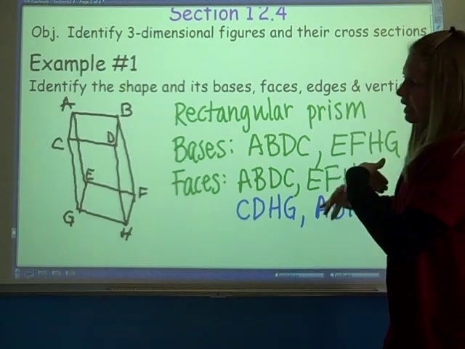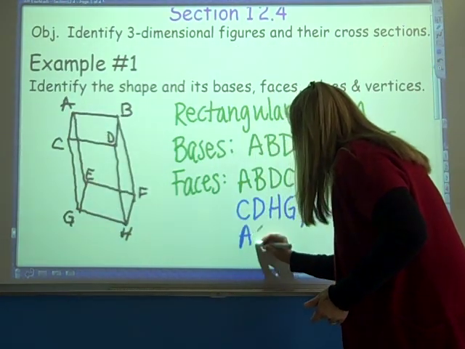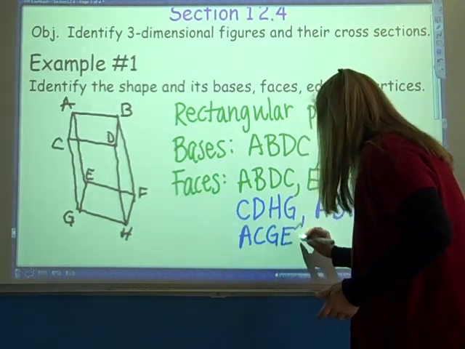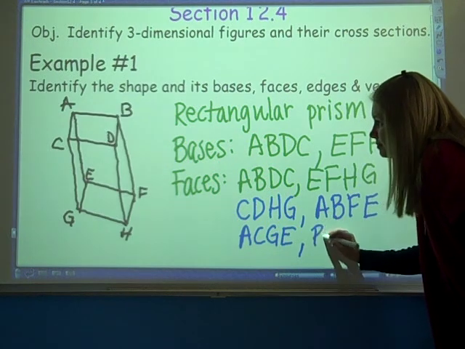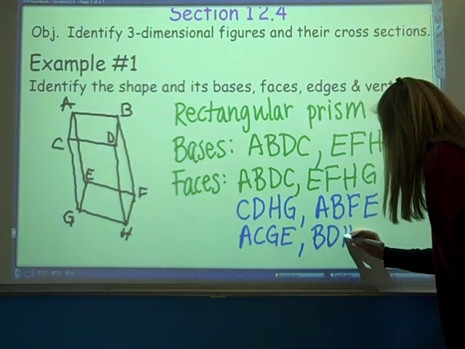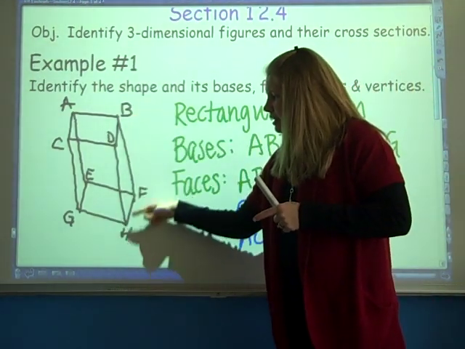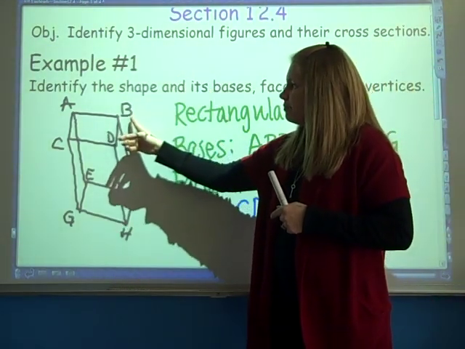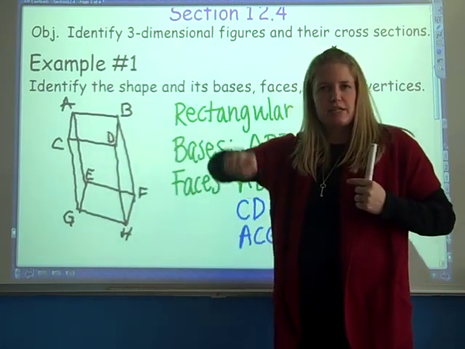Now we have to do the two sides. We have A, C, G, E. And then we have B, D, H, F. It does not matter what order as long as they are the ones that are connecting. You don't want to jump across like go B, H, F, D because those don't connect around in a circle.